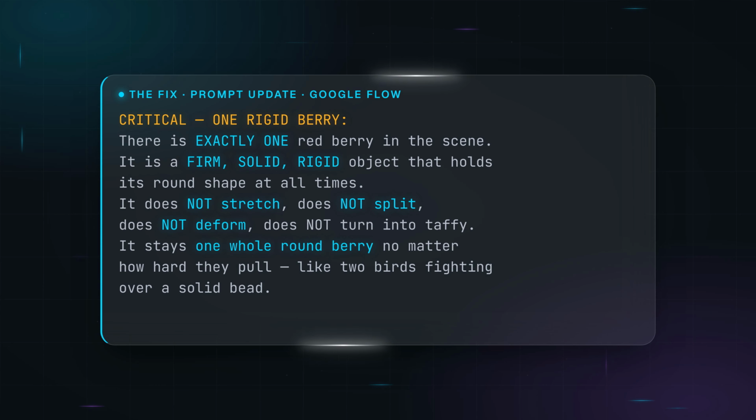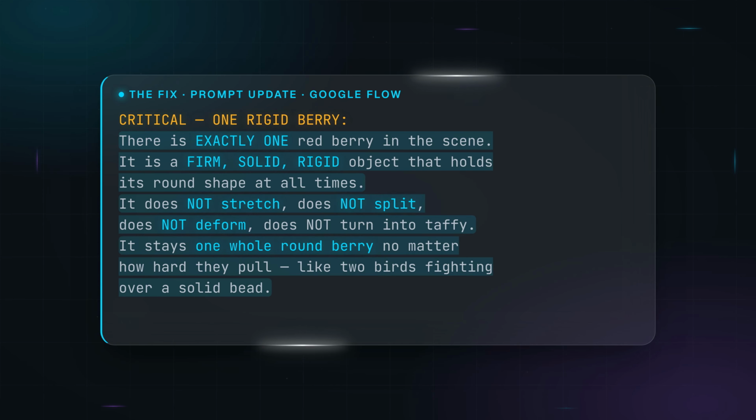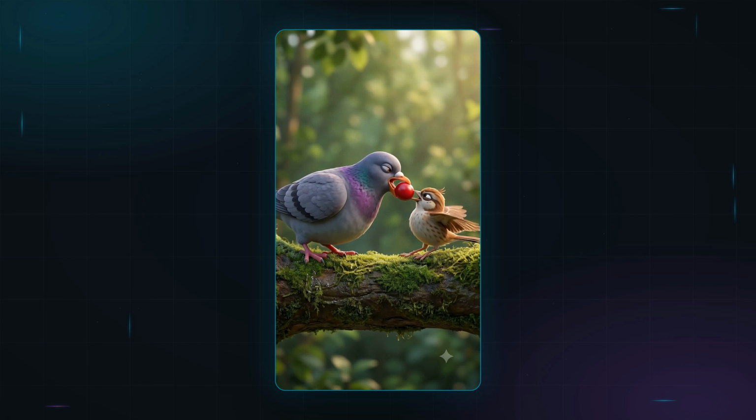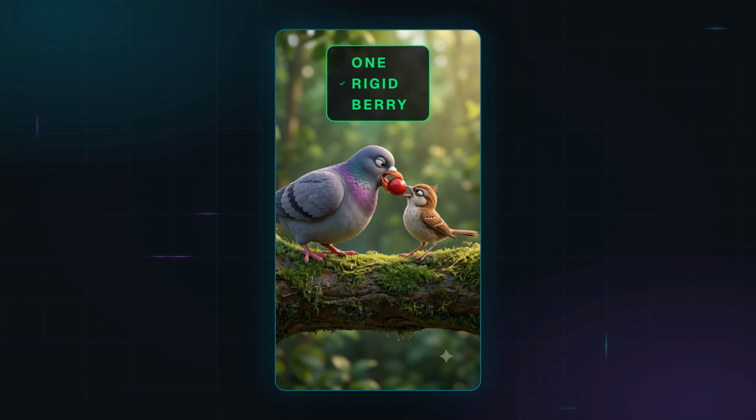So we fix it in the prompt. One rigid berry, firm and solid. It does not stretch, split, or deform, no matter how hard they pull. Generate again with that locked in, and now it stays one berry through the whole tug of war.